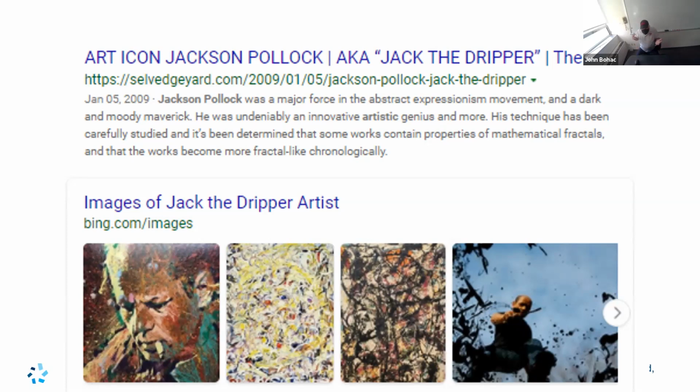But the article exposed Jackson Pollock to the larger population. It also contained a little bit of sarcasm and ridicule, and they called him Jack the Dripper. And so these are images. This is what I got, just a screenshot. And so he said it was a dark and moody maverick. He was undeniably an innovative artistic genius and more. His technique has been carefully studied and has been determined that some works contain properties of mathematical fractals, and that the works become more fractal-like chronologically.